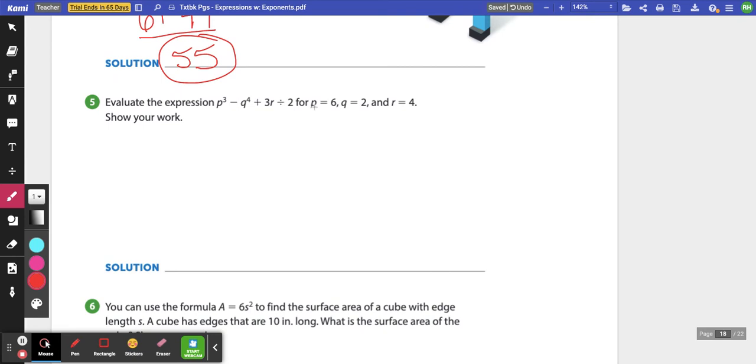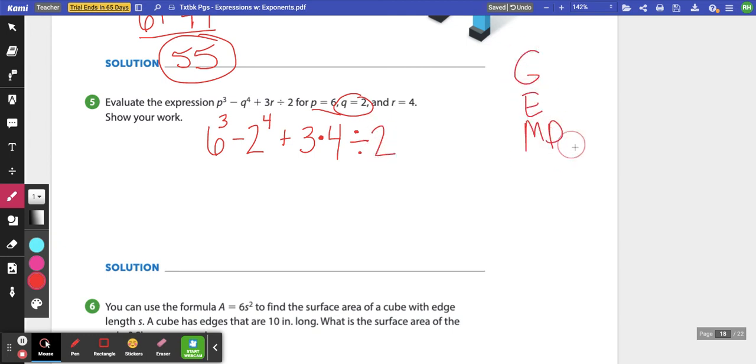All right, here we've got a lot of substitution. We have a P, a Q, an R. So first thing I'm going to do is substitute all my numbers. So I know that P is equal to 6. Q is 2. R is 4. And I'm going to add a multiplication here because it's 3R. That's 3 times R. And then we've got to divide by 2. So this one's a little longer than we're used to.